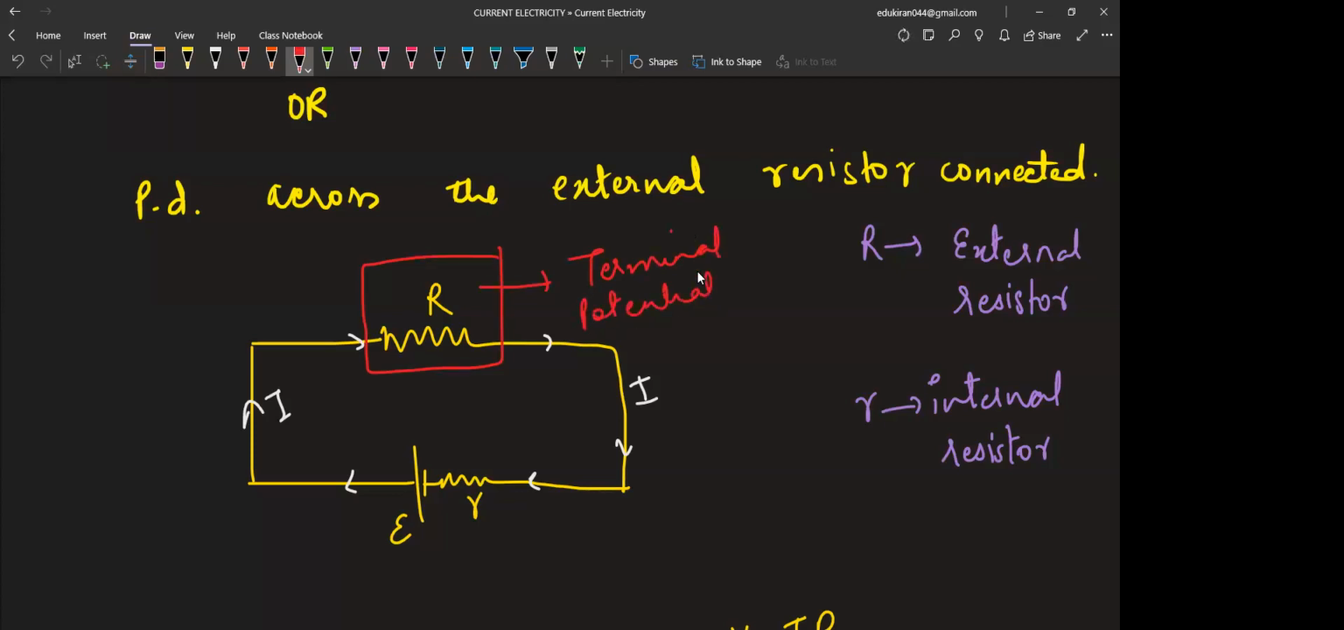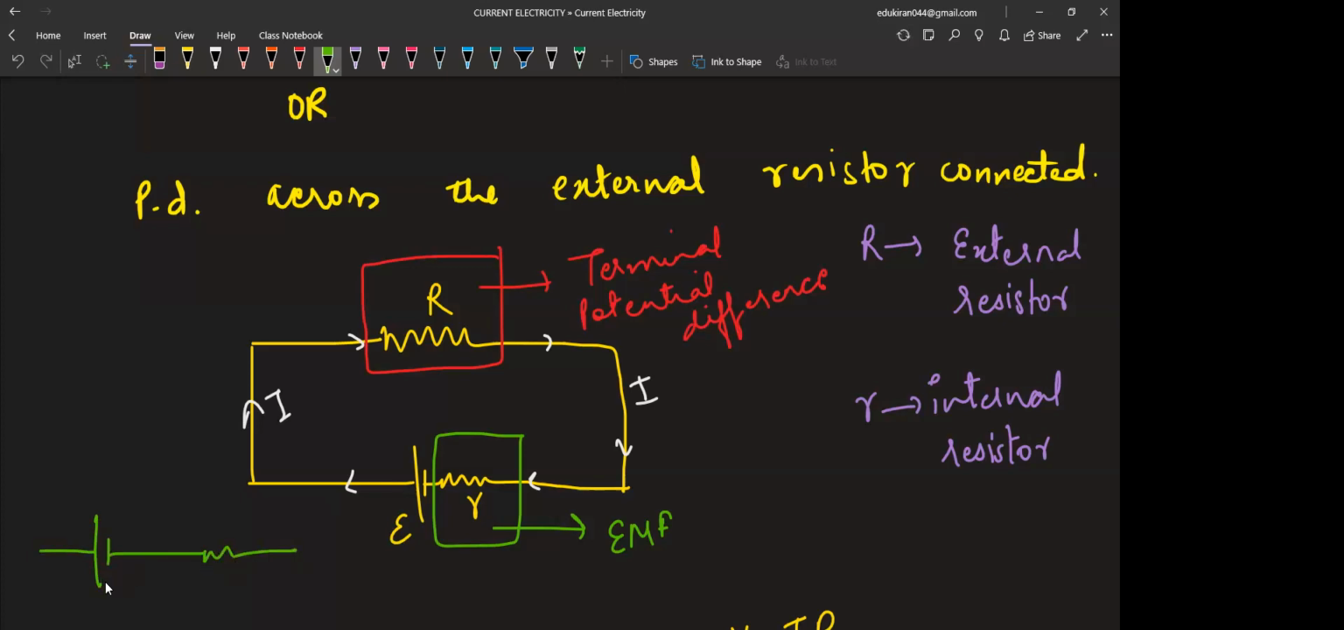Terminal potential difference. And this we call the internal resistor. The potential difference across this internal resistance is what we call the EMF, electromotive force. This is a very good way to remember. That's why we always mark this E across the internal resistor. An internal resistor is always drawn beside the battery, not in this gap.